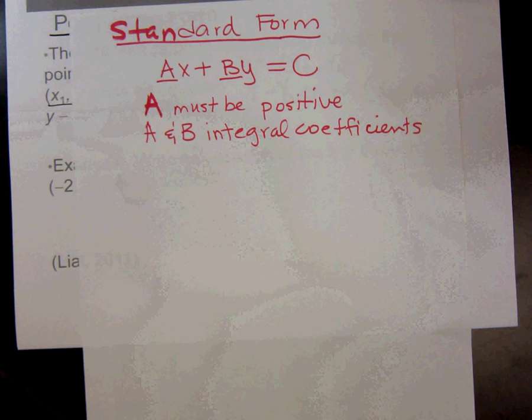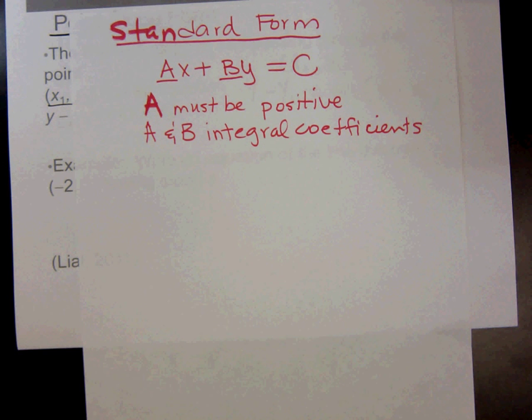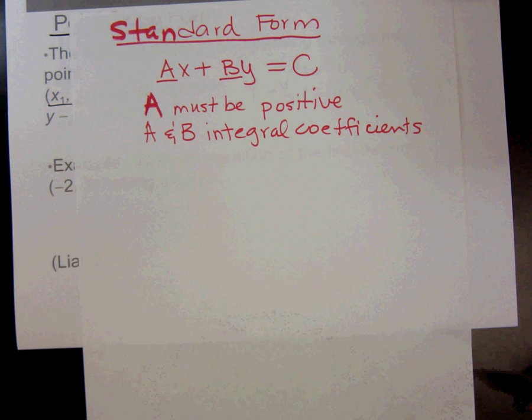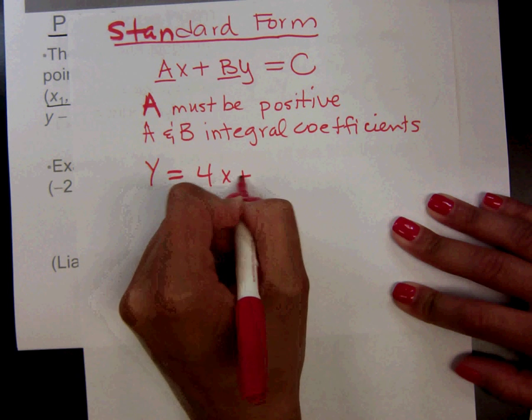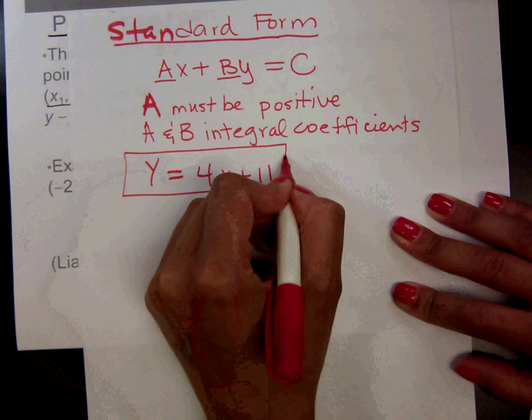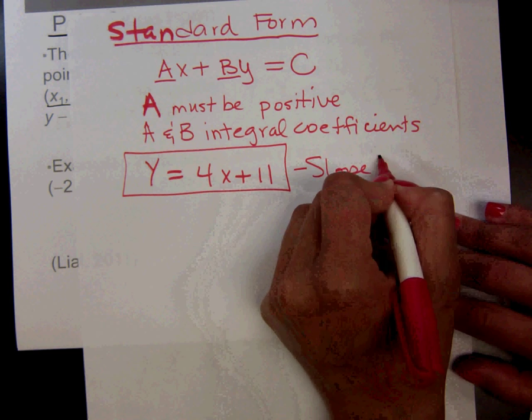So it's not enough just to have x and y on the same side. You must look at the coefficients of x and y. The lead coefficient, which is a, must be positive, and a and b must be integral coefficients, integers, numbers like 5, 6, 7, or -6, -7 for b. A just can't be positive. I mean, a must be positive. So keep in mind they cannot be fractions. So in the last example, our answer was y equals 4x plus 11. That was our acceptable answer in slope-intercept form.